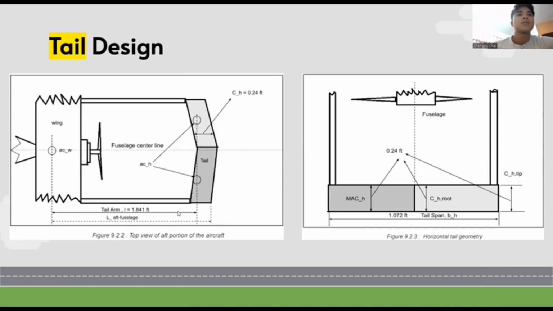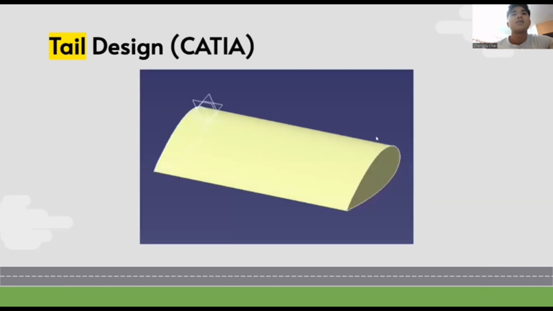And this is the image of the tail design, where the tail arm is 1.8 feet, and the tail chord is 0.24 feet. This is the cartier shape of the tail design. And that's all for my presentation today.